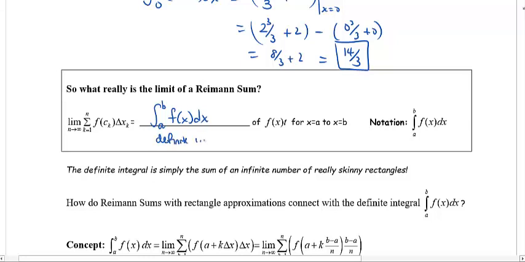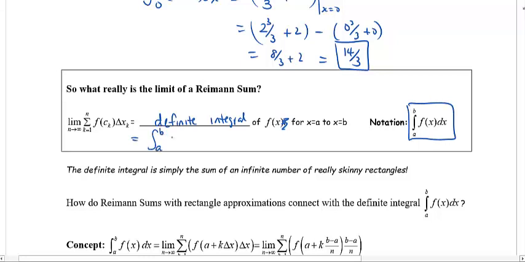Definite integral. Okay. Oops, I think I was supposed to say this. The definite integral of f of x, there's no t there, for x equal to a, x equal to b, and that notation, of course, is this. Yeah, so definitely this equals the integral from a to b of f of x dx. So the definite integral really is just the sum of an infinite number of really, really skinny rectangles.